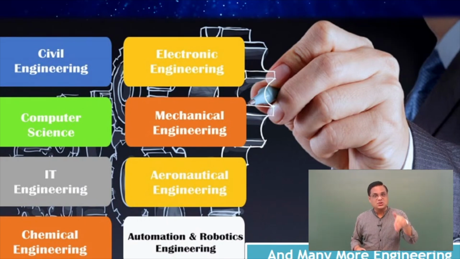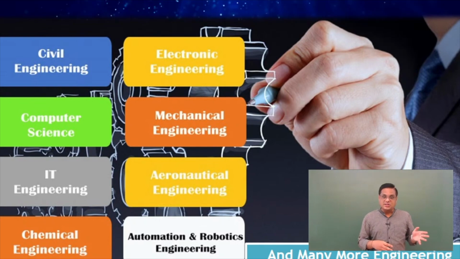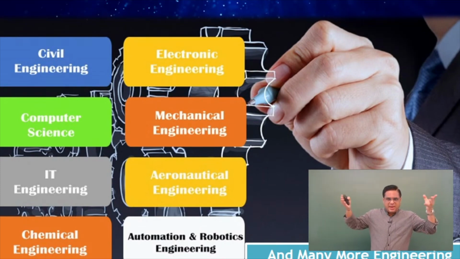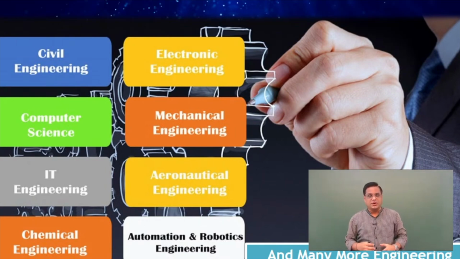Similarly, once you join engineering, there are lots of fields. I have given only 10% or 20% of the fields on your screen. Other than this, there are lots of engineering fields available. These are the elite ones. You can see civil engineering, electronic engineering, computer science, mechanical engineering, information technology, aeronautical engineering, chemical engineering, automation and robotics engineering, which we also call artificial intelligence and machine learning. So lots of wonderful engineering fields are available for you. Based on that field, you can again decide your future career, as in what profession you are going to do.